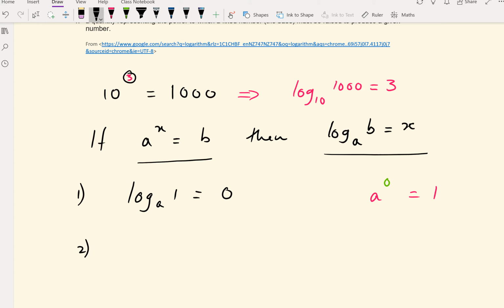There's a second one that we need to consider as well, and that is, if I've got log to the base a of some number a, what is that going to equal? Well, again, if we think of it in exponential form, I've got a, I want to raise it to some power, and I want to get the number a at the end. So what is the power that I must raise this to? This obviously has to be the power 1. And so log a of a is going to equal 1. Those are two really important basic things that go with the definition of a log.